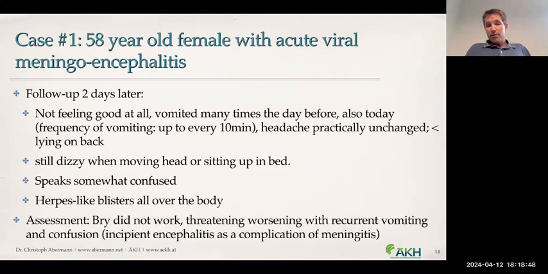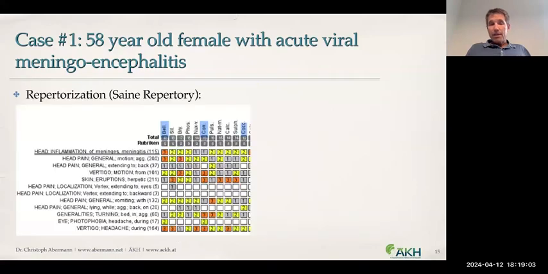So my assessment was bryonia did not work. There was threatening worsening with recurrent vomiting and confusion, and she obviously had incipient encephalitis as a complication of meningitis. So she was even worse than 2 days before. That's why I repertorized again. That was my repertorization at that moment. And the remedies I thought about were the ones marked blue here, so belladonna, conium, and cocculus.